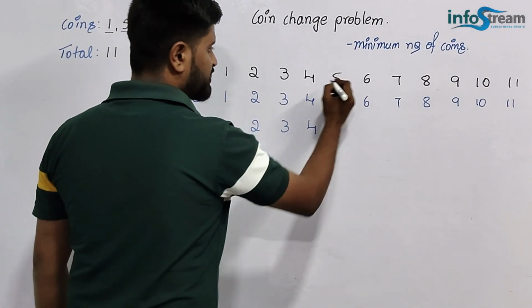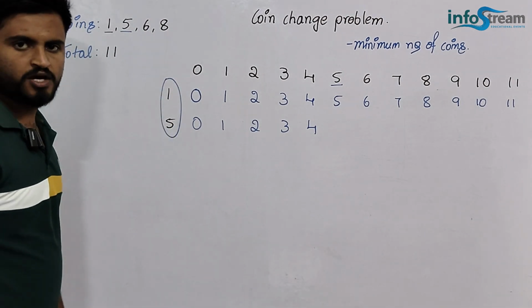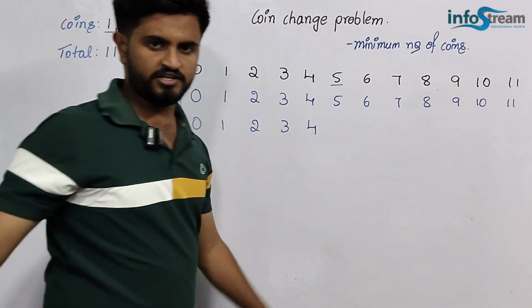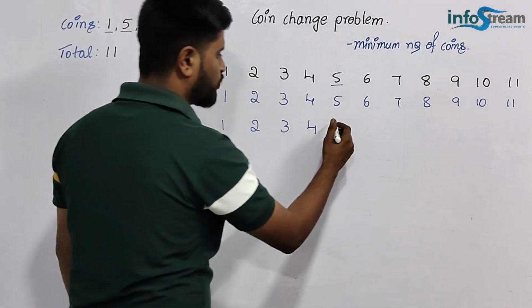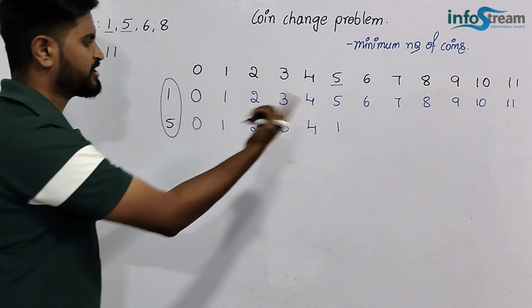Now I want to give the 5 rupee change. I am having a 5 rupee coin and a 1 rupee coin. Your main goal must be to use the minimum number of coins to give the change to the customer. So I will use only one 5 rupee coin to give the change.